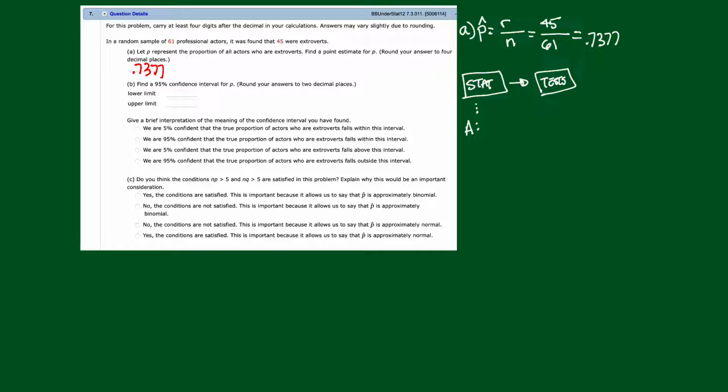So all the way down to A. A says 1 prop Z interval. 1 proportion Z interval. So we have to put in some numbers. What is our X? Well, the X is the number we observe with the characteristic. We're using R for that. So how many did we observe with that characteristic? 45. N's the sample size. 61. C level? 95%? Yeah, 95%. So 0.95 or 95. Calculate.